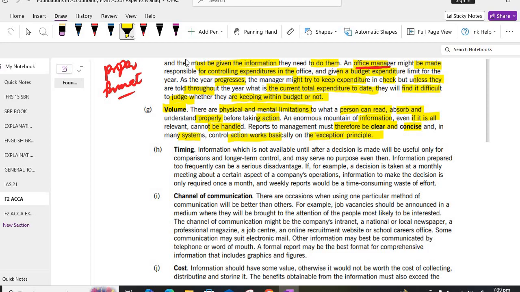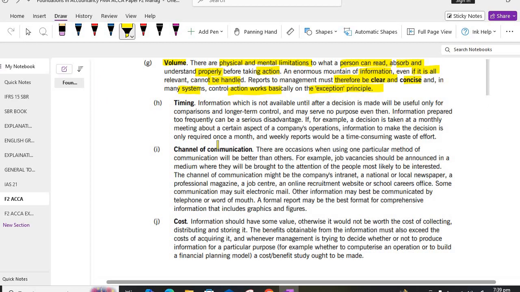Then about timing, we have discussed that information which is not available until after a decision is made will be useful only for comparison and longer term control, and may serve no purpose even then. Information prepared too frequently can be a serious disadvantage. If, for example, a decision is taken at a monthly meeting about a certain aspect of the company operation, information may only be required once a month.